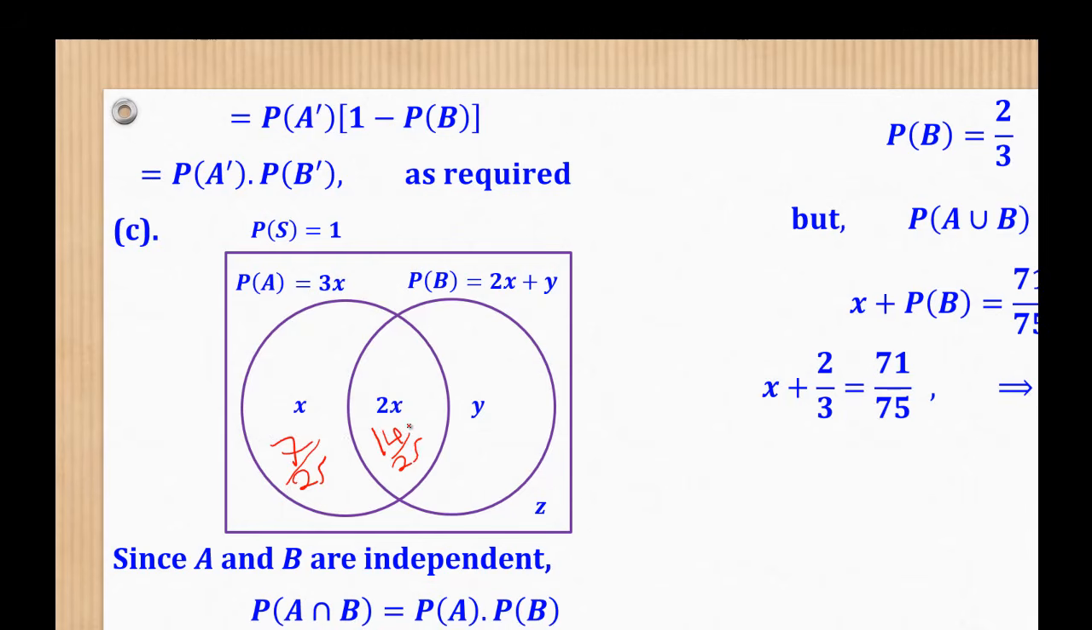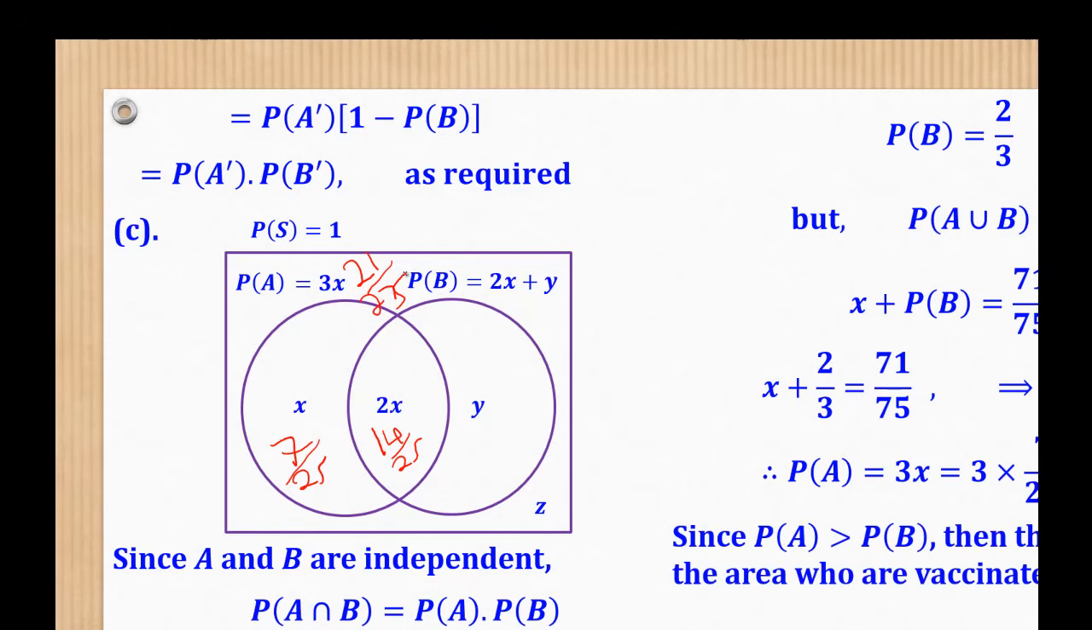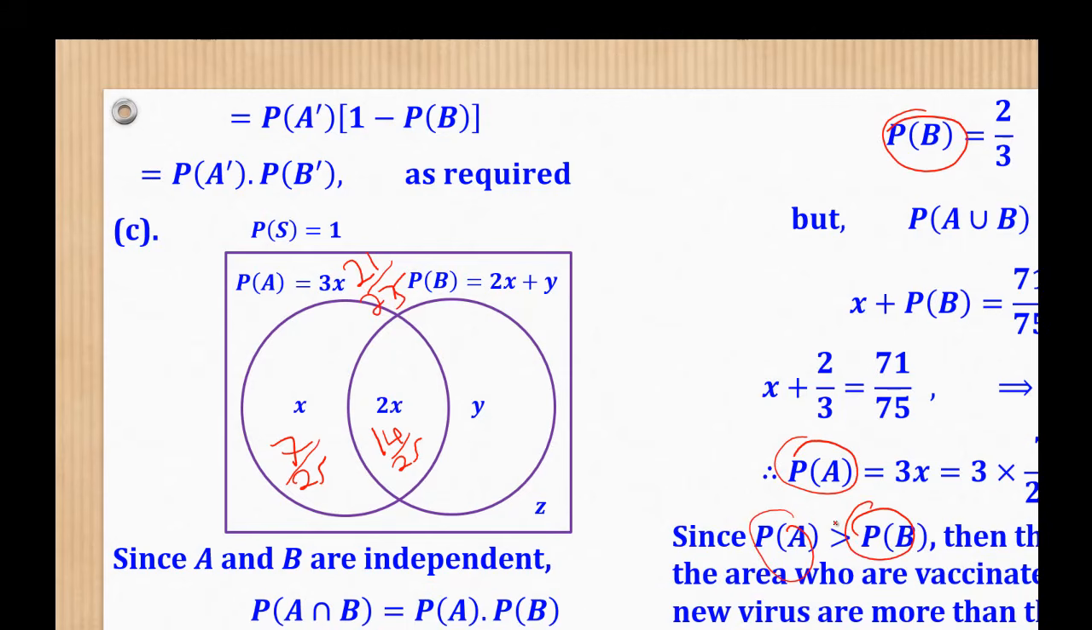I don't know Y yet, so I'll come and say that from probability of B. Okay, let me first get probability of A. Probability of A will now be 21/25. So I think that we have answered the part they wanted, because they wanted you to get individual probabilities, PA and PB. So since PA is greater than PB, it means that more people are vaccinated against the new virus than those who wear masks regularly. So that was part C.